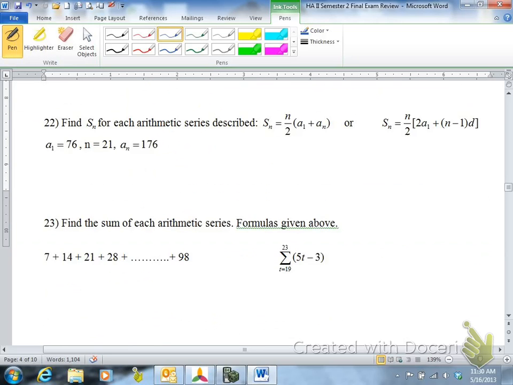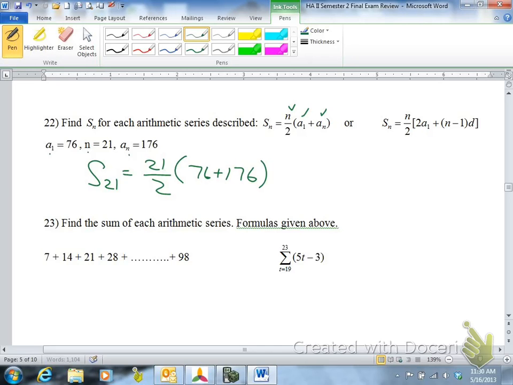Find the sum for the arithmetic series. Hey look, the formulas are right next to the question. This is great. So we have a sub 1, a sub n, and n, so we'll use this one. The sum of 21 terms is 21 over 2 times 76 plus 176. Help me out here, people. 2646. Close. Got the 2 right.